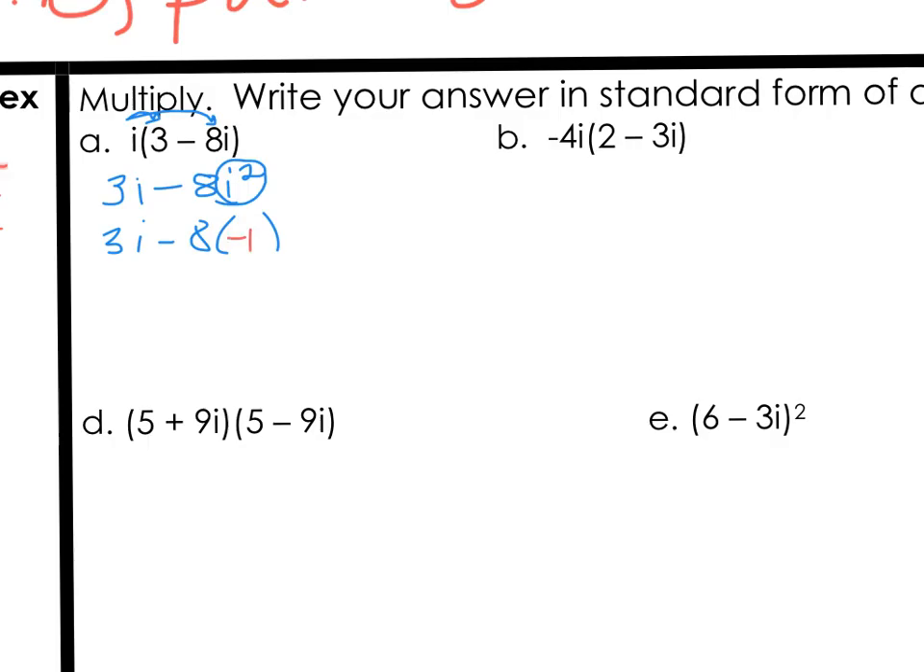From here, we're just going to clean this up and get it in standard form. 3i will stay as is for now, but -8 times -1 is +8. Now this is the opposite order for standard form. All we need to do is flip it around. 3i plus 8 is equivalent to 8 plus 3i. I'm going to rewrite that i a little bit better. There we go, 8 plus 3i, and there's our product in standard form.